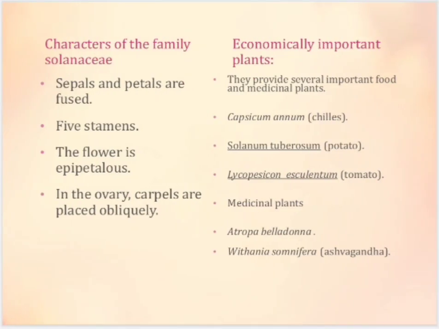Now the important characters of family Solanaceae are that sepals and petals are all fused, means gamosepalous and gamopetalous condition. 5 stamens are present in family Solanaceae, and the stamens are epipetalous. In the ovary, carpels are placed obliquely.